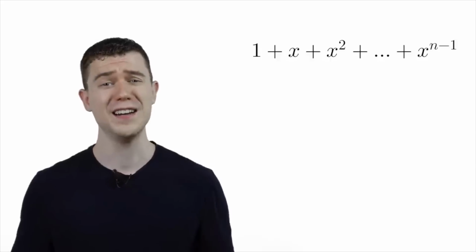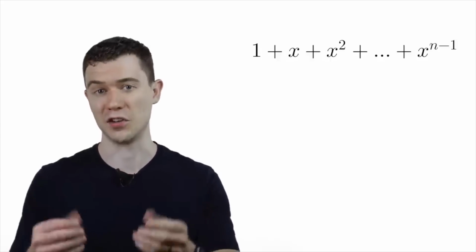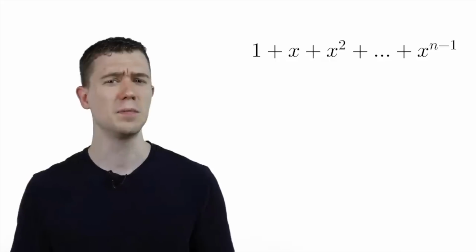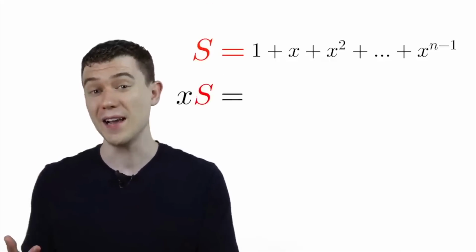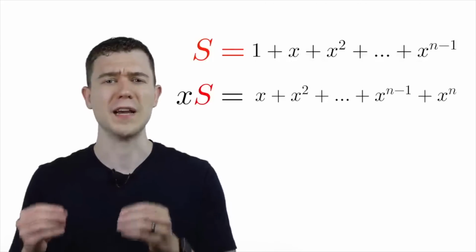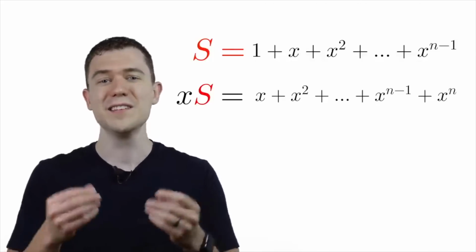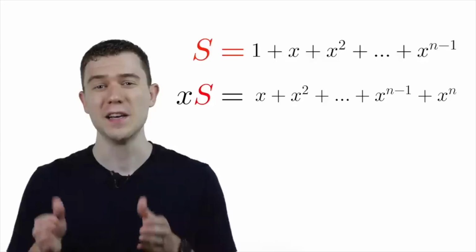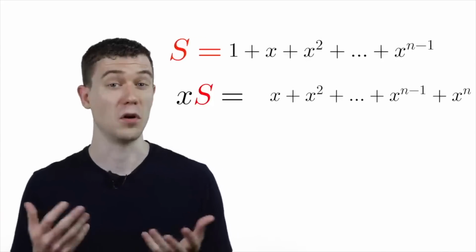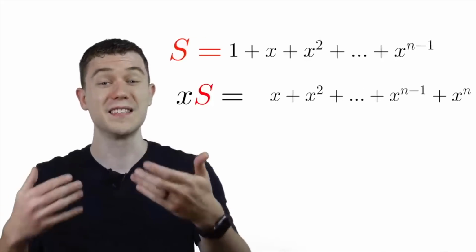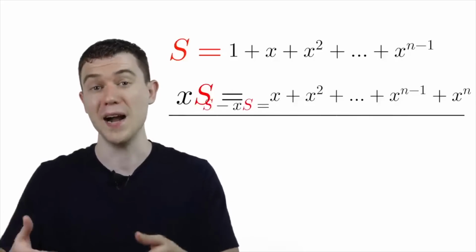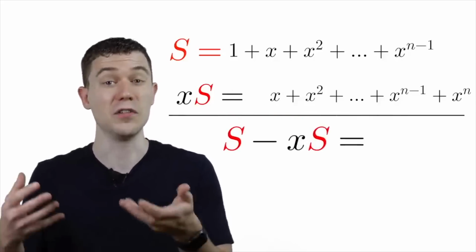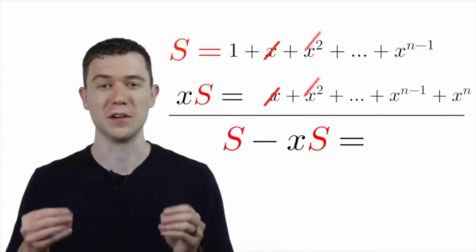Let's start with this sum. You might call it a finite geometric series with n terms. To figure out what this is supposed to be, we'll just call it S. If we multiplied S by x, it would bump the powers of x by 1. Here's a nice little trick that happens sometimes. Shift all of these terms over by 1, and then subtract these two sums. On the left, we'll get S minus xS, and on the right, all of those middle terms cancel out.